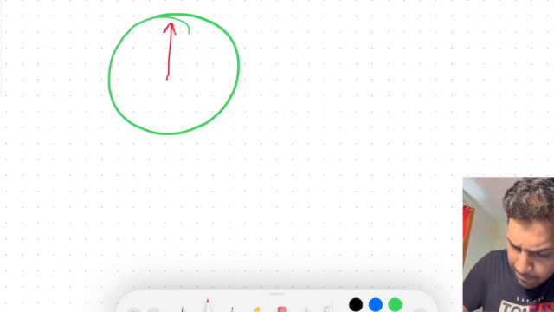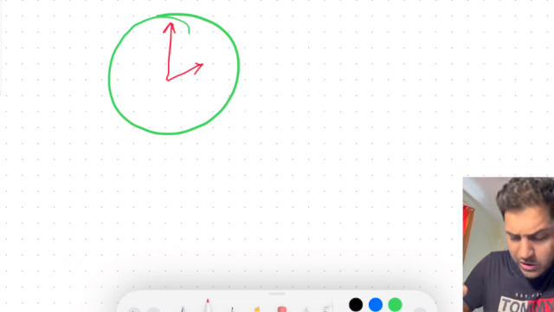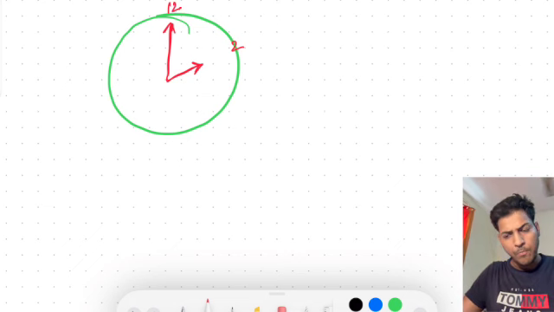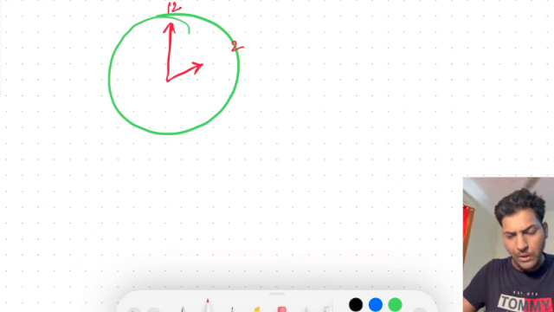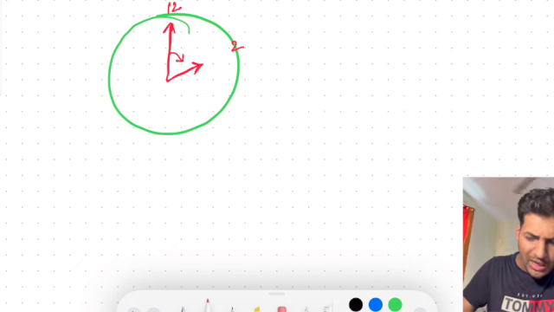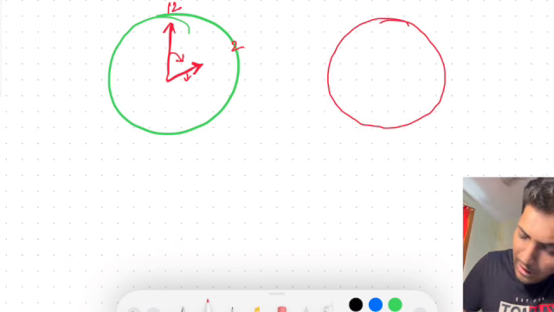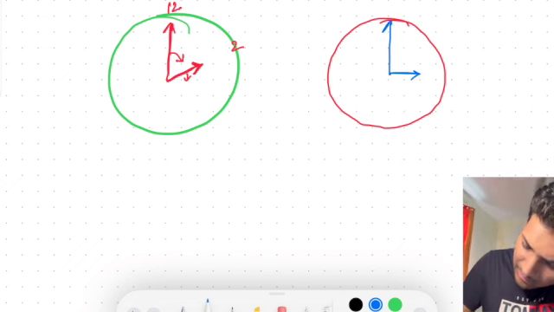Suppose at 2 p.m., what is the configuration? You will probably see something like this, where this is 2 and this is 12. At 2 p.m. it is like this. Now what will happen after 2 p.m.? After 2 p.m. this will start moving like this, and this will also move like this, but obviously our hand will be slow, and at 3 p.m. you can see what will happen. At 3 p.m. our hand will be here and the minute hand is again here.